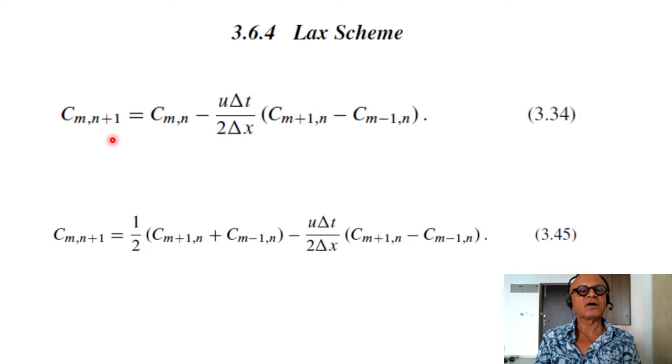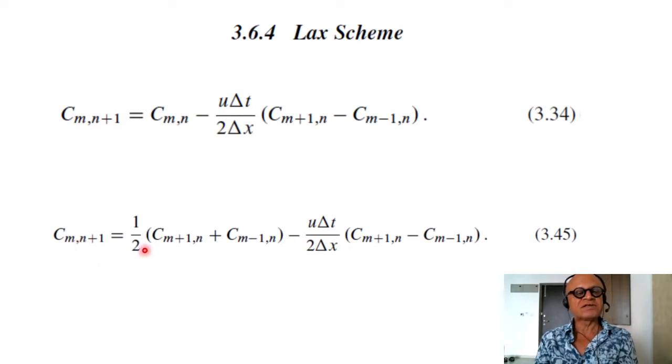We looked at forward in time, so C_m^(n+1) equals C_m^n minus u delta t over 2 delta x, C_(m+1)^n minus C_(m-1)^n. So centered in space, forward in time, and we found this Euler forward in time with centered space to be unconditionally unstable. So what Lax did was to then try to average the previous time step to see if we can add some stability to the Euler forward scheme.